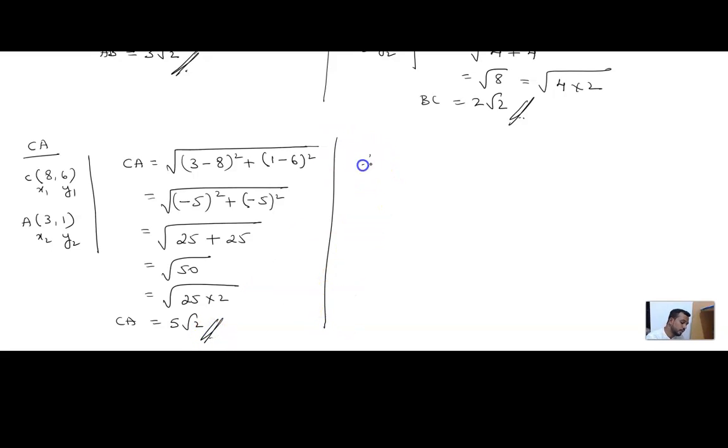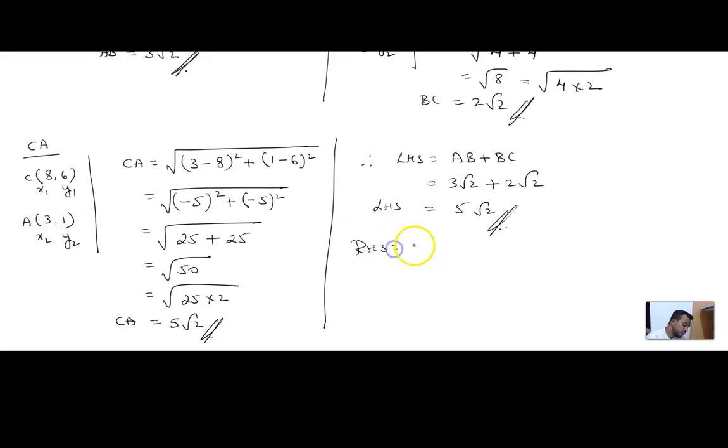Now what should be our condition? Therefore, what should be the LHS? LHS should be AB plus BC. So how much is AB? 3 root 2, plus BC, 2 root 2. Can we see both the sides have root 2? Yes. So root 2 is common, so take it out. 3 plus 2, that is 5. So what is the LHS part? 5 root 2. Understood?